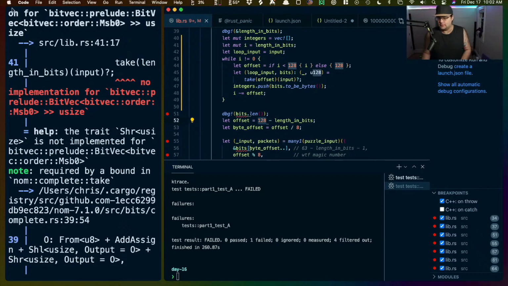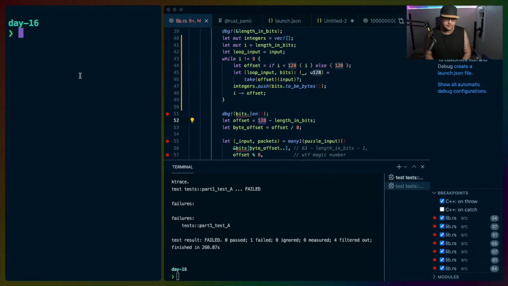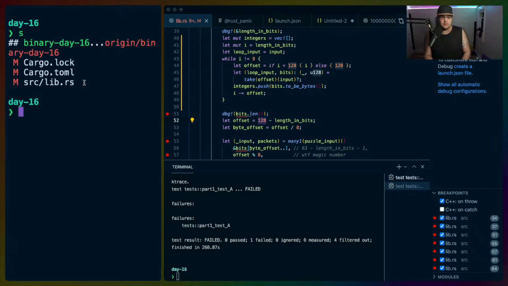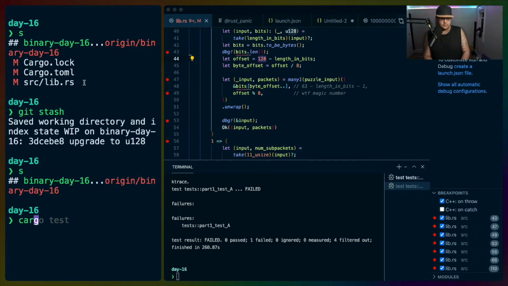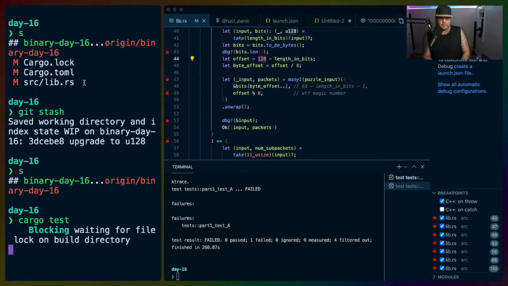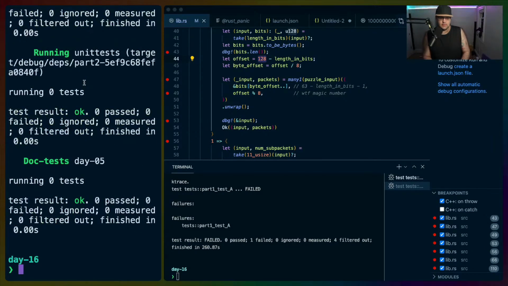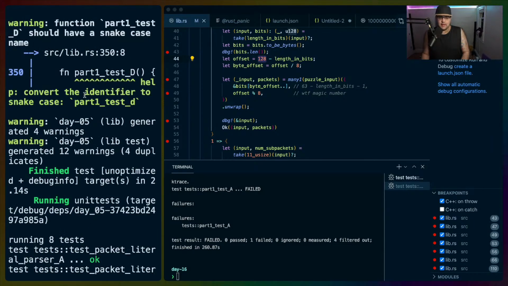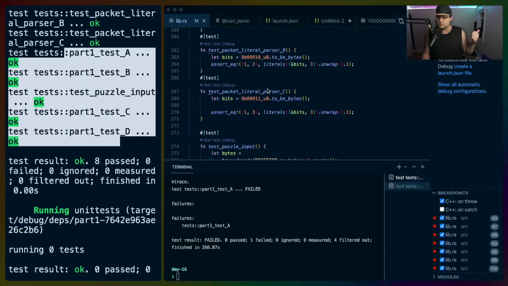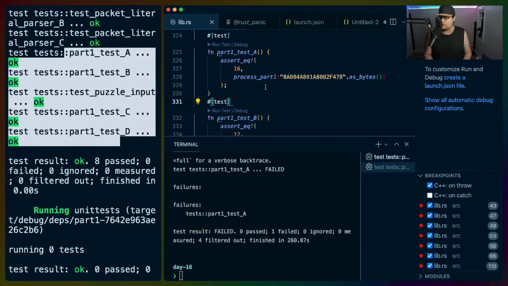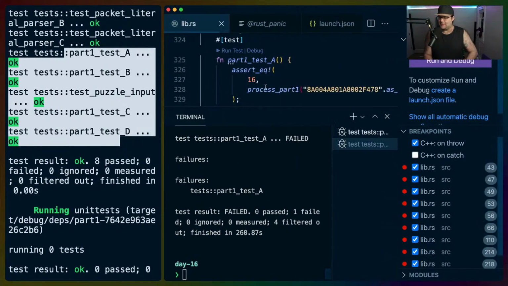Interesting development yesterday for those of you that were here. I can't run the cargo test because I'm in the middle of another change. Well, maybe I will stash this. Cargo test. So this is the test results for a number of the tests that we wrote yesterday. You can see I even still have the debugger open.